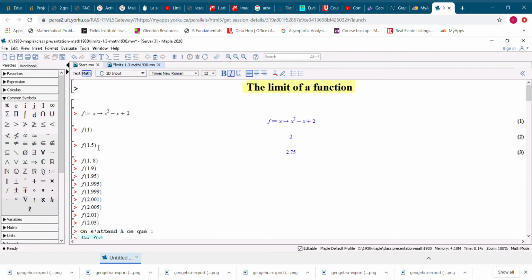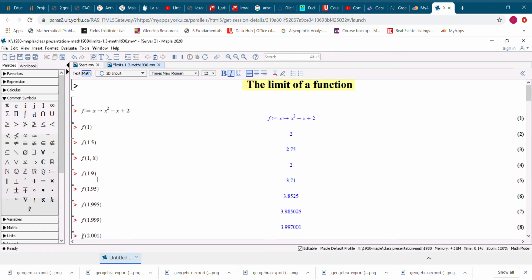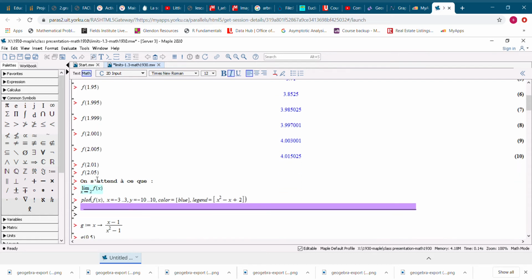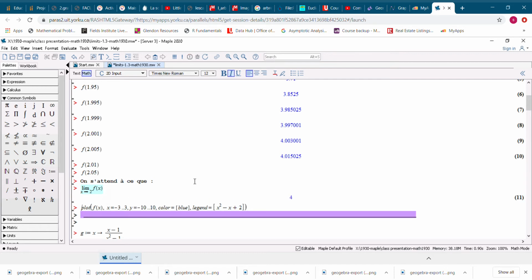Here I'm using Maple, so I'm just computing and seeing how the quantities are changing. We see that the values of f(x) for the x's we are considering are close to 4. So we are expecting that the limit behavior will be 4.